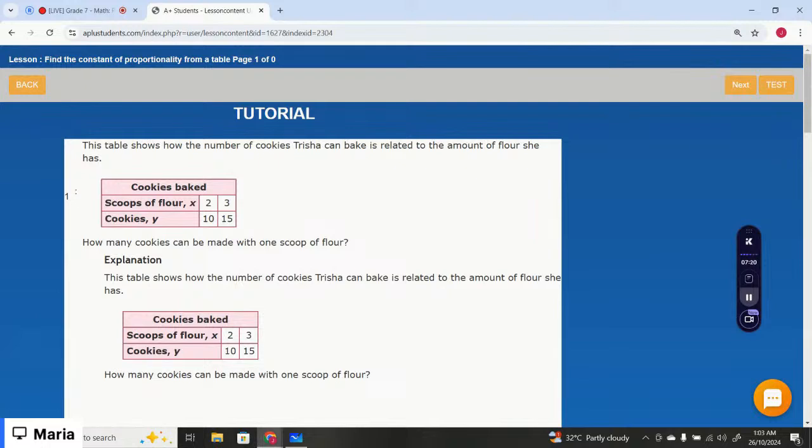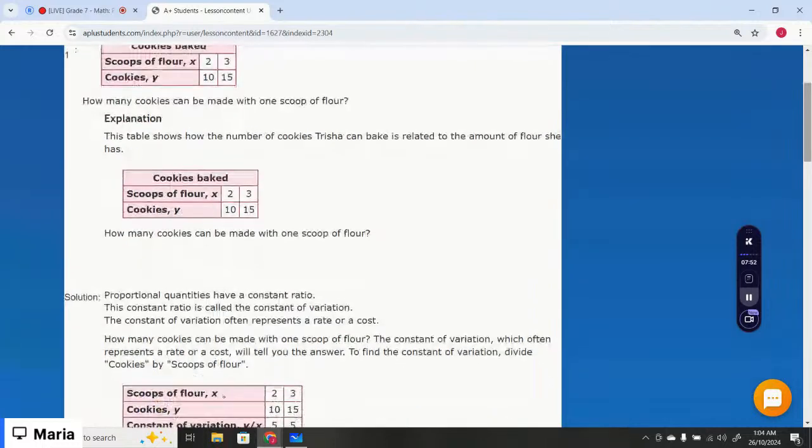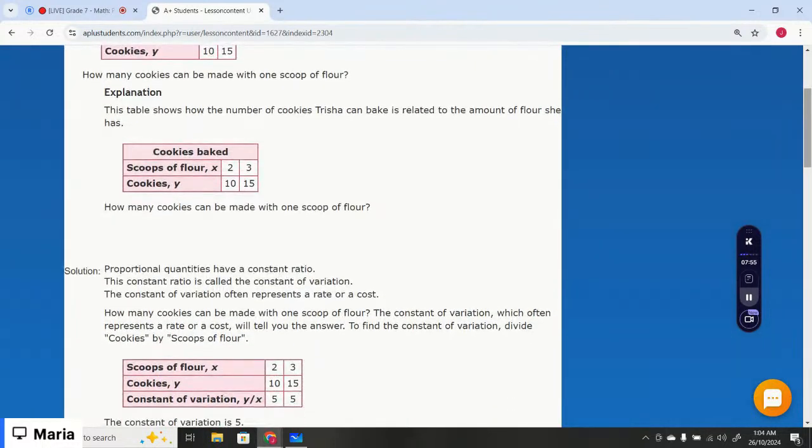The table shows how the number of cookies Trisha can bake is related to the amount of flour she has. So, cookies baked, scoops of flour used, and cookies. So, 2 scoops of flour used, and that makes 10 cookies. And with 3 scoops of flour, 15 cookies can be made. How many cookies can be made with 1 scoop of flour? So that is with 2 scoops of flour and 3 scoops of flour.